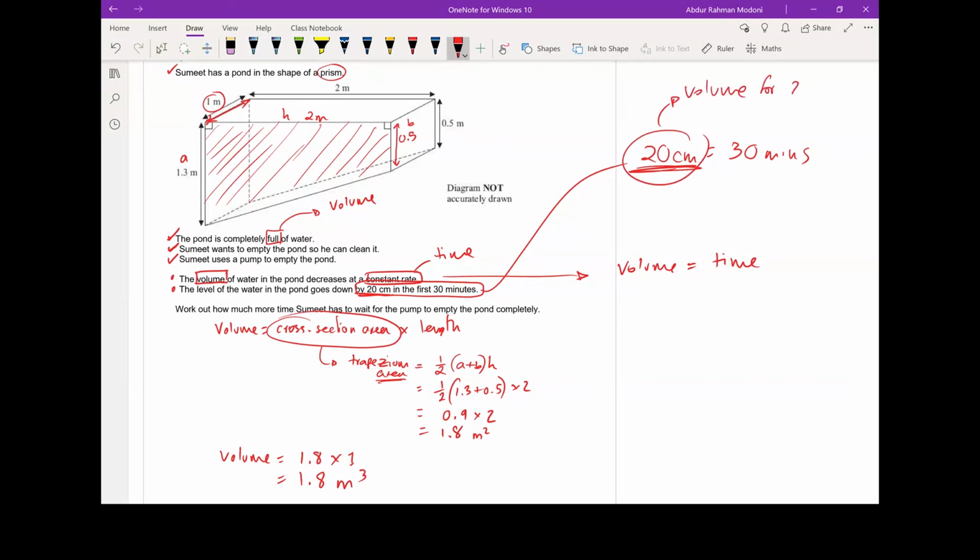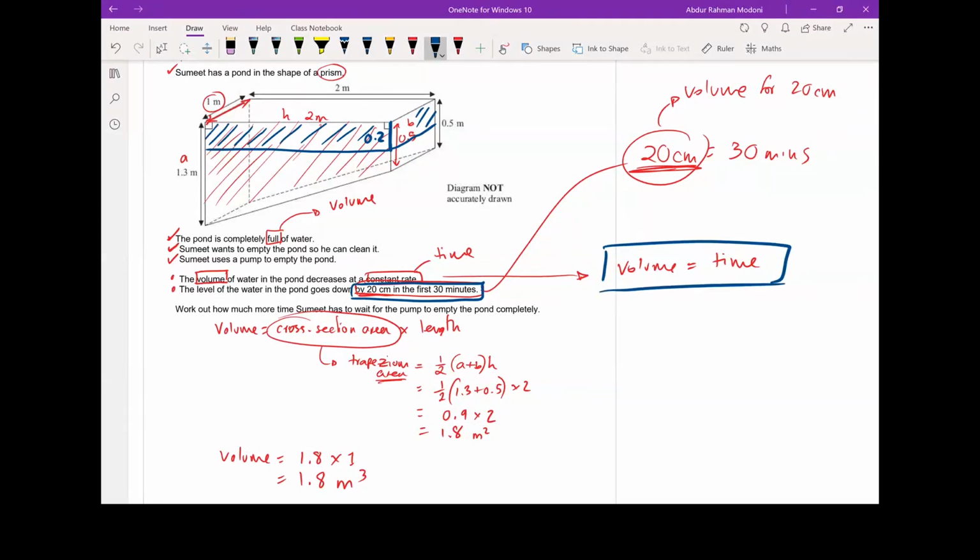Okay, volume for 20 centimeter. That's what we need to work out. So let's go and work that out first. So it says here the level of the water pond goes down by 20 centimeters in the first 30 minutes. So I'm going to focus on this here, 20 centimeters. If it goes down by 20 centimeters, 20 centimeters is 0.2. This is how much water would have emptied in that first 30 minutes. So we need to essentially work out this volume of water, and then we can say this volume is equal to 30 minutes using this.